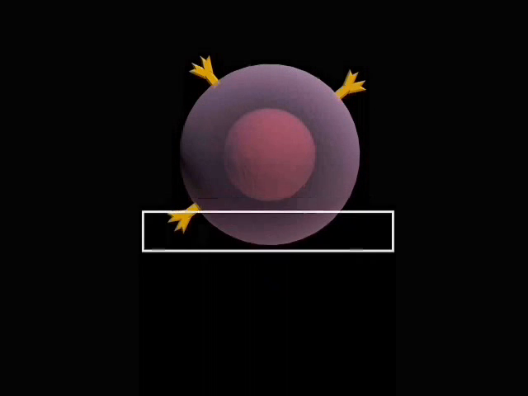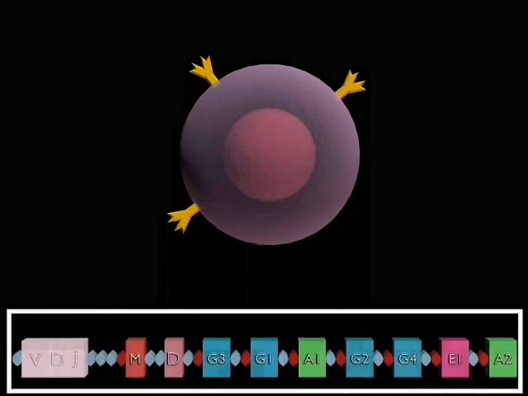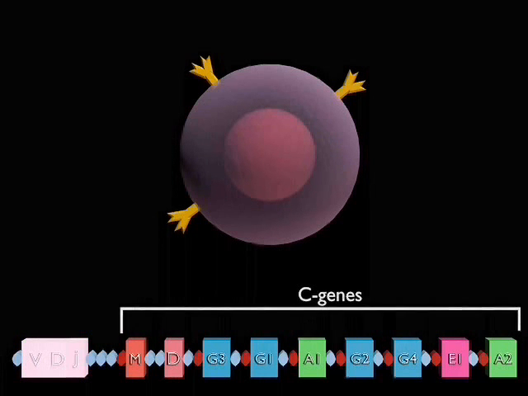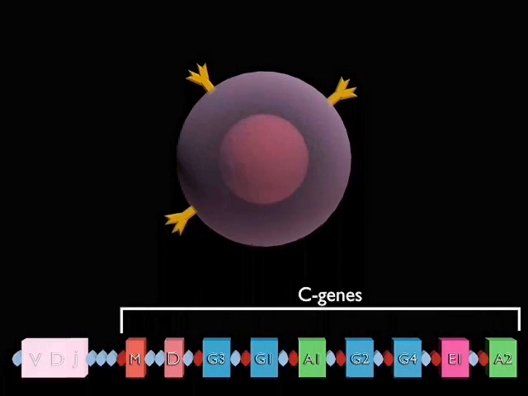Naive B cells which have not encountered their antigen initially express IgM as their surface receptor. The heavy chain of IgM is called a mu chain, and a B cell makes a mu chain by transcribing its recombined VDJ gene together with exons for the constant domains of the IgM heavy chain. These are called C genes. C genes for the other immunoglobulin classes lie downstream of those for the IgM.